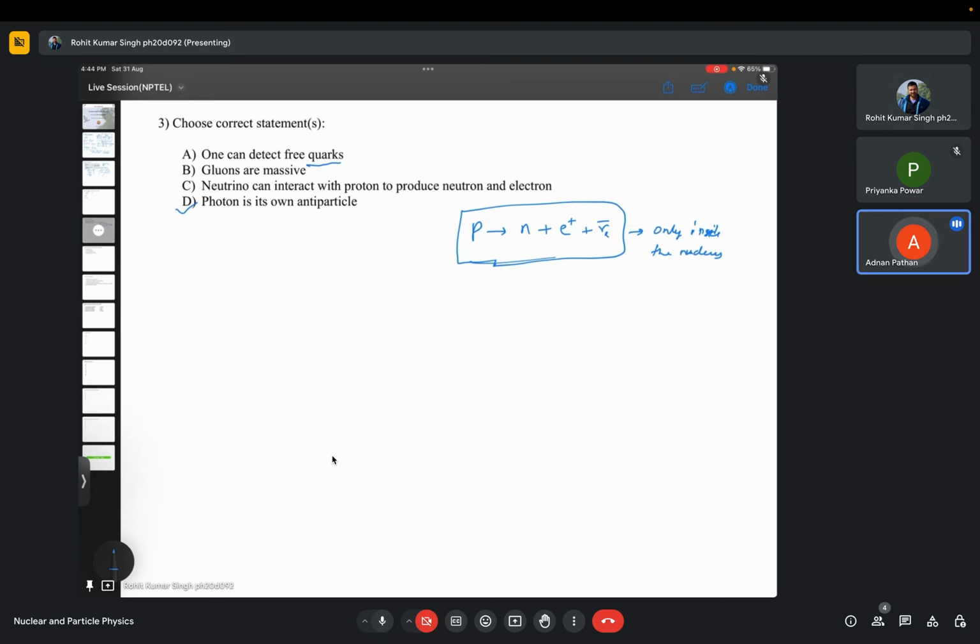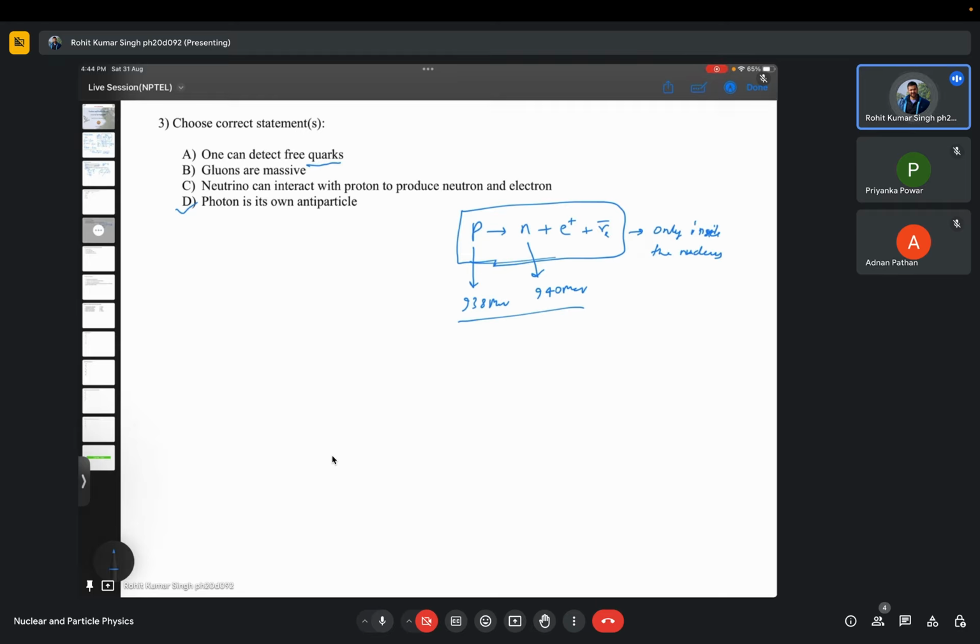Sir, not enough energy for the breaking. That is not true, because proton has mass 938 MeV and neutron is heavier. So energetically it's not possible. If you find the Q value, it will be negative.